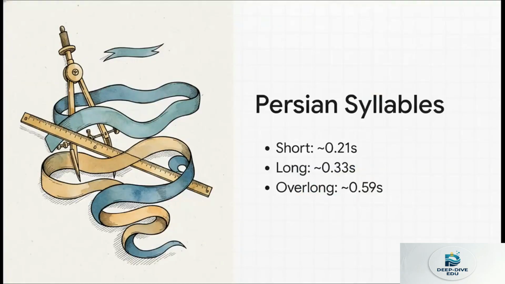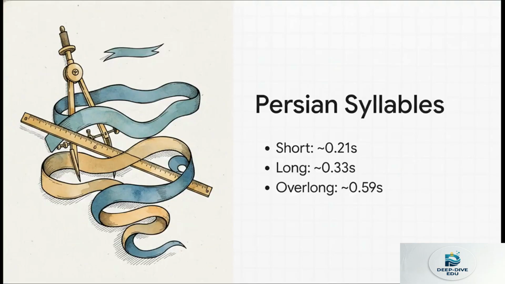To give you an idea of just how insanely precise this is, there are 3 distinct Persian syllable lengths. You've got short syllables ending in a short vowel, you've got long syllables ending in a long vowel or a consonant, and then, really uniquely, you have overlong syllables, which mathematically act as a long plus a short.